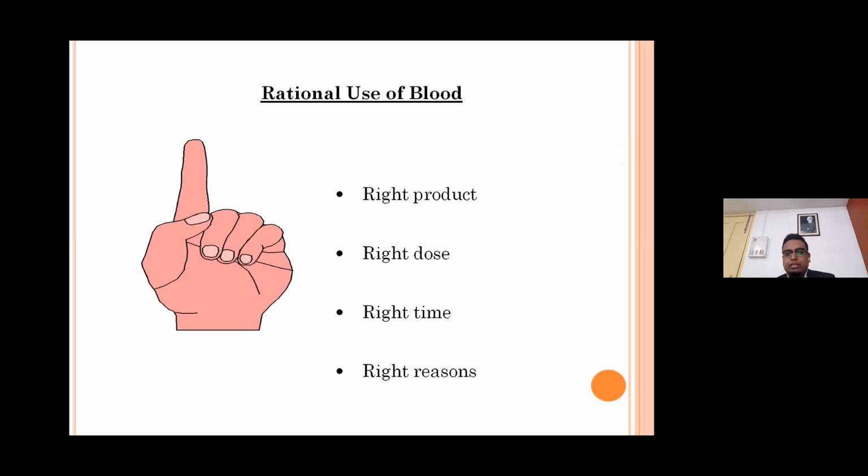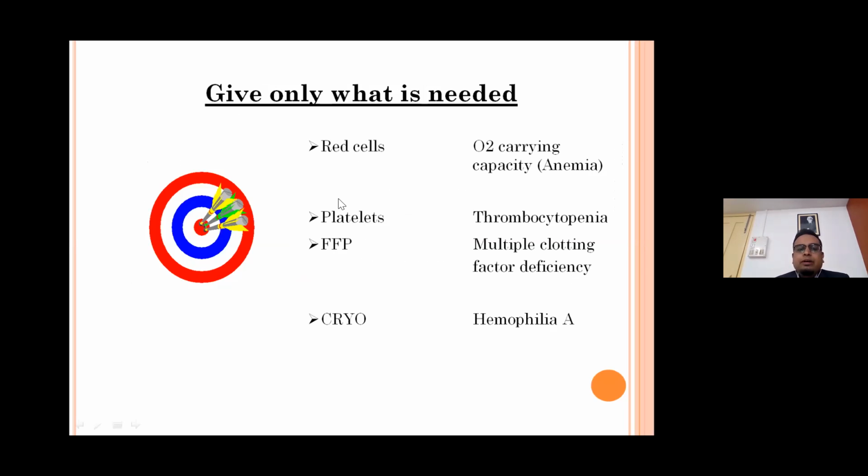So rational use of blood usually signifies the right product in the right dose at the right time and for the right reasons. In a simplified way, this is what it means. Red cells are usually used when the oxygen carrying capacity is low, for example in anemia. Platelets are used for thrombocytopenia. FFPs are used for multiple clotting factor deficiencies, and cryo usually for hemophilia A. So you only give what is needed.